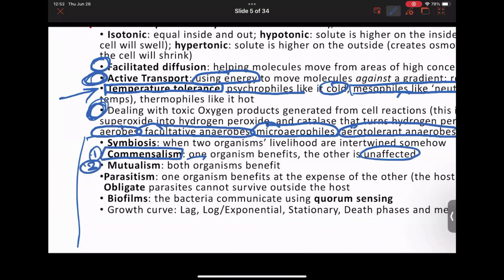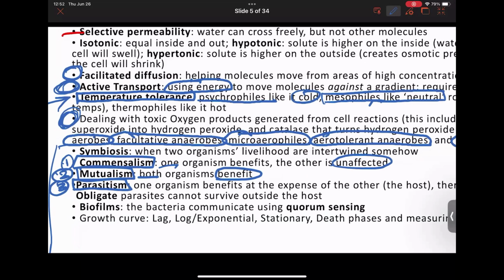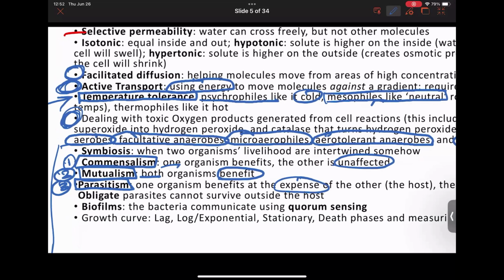The second one is mutualism, and I feel like it kind of speaks for itself. Mutual benefit. Both are benefiting. And then the third one is parasitism, parasite. One organism benefits at the expense of the other. One is helped and one is harmed. Always, if one of them's being harmed, that's parasitism.